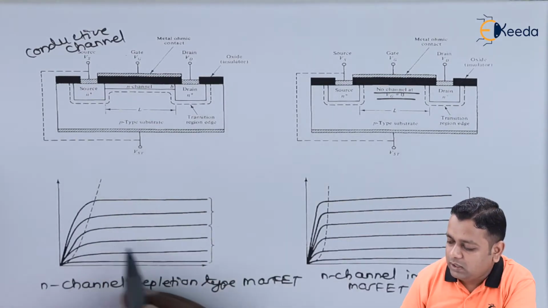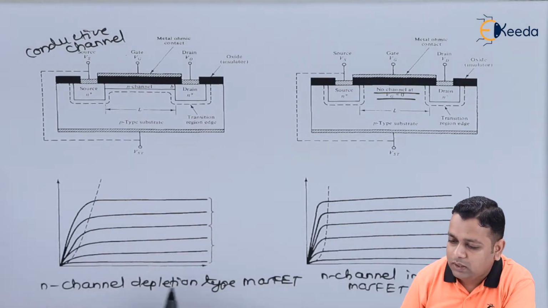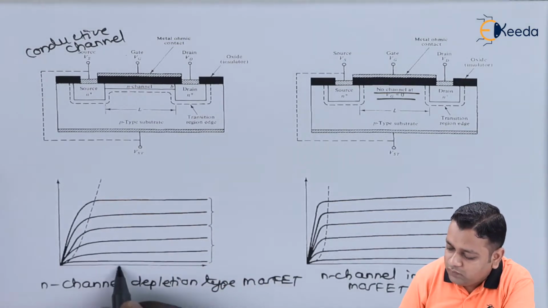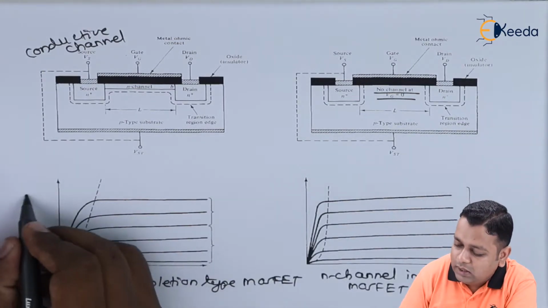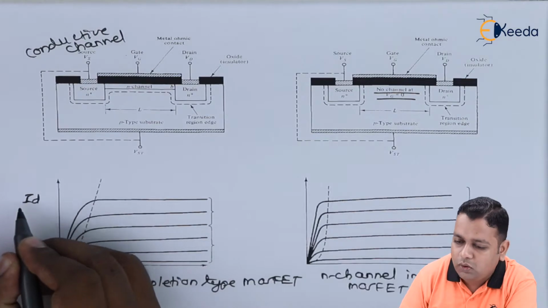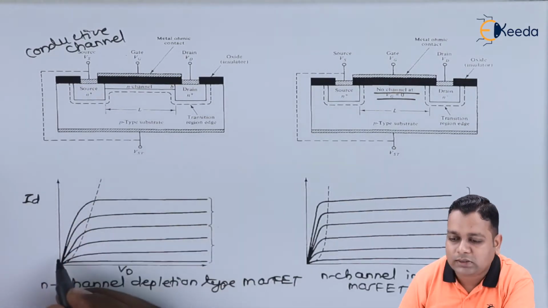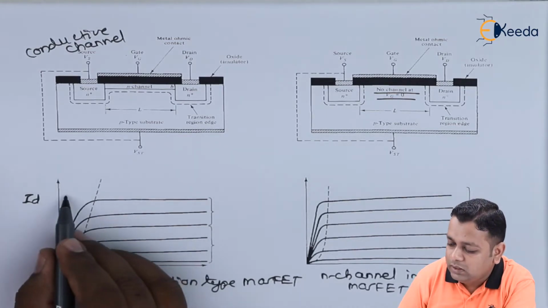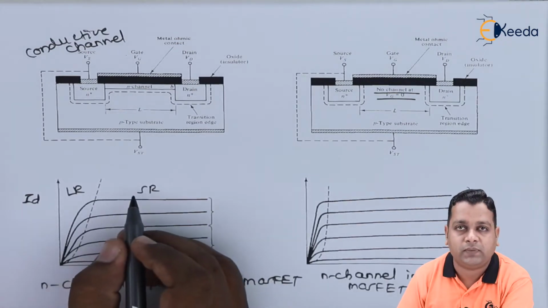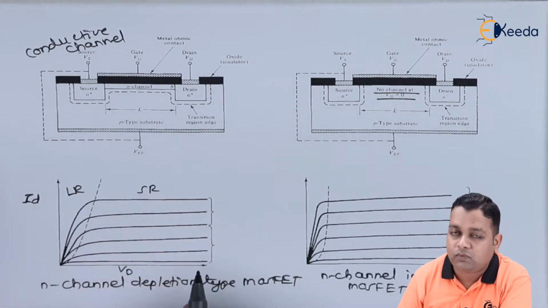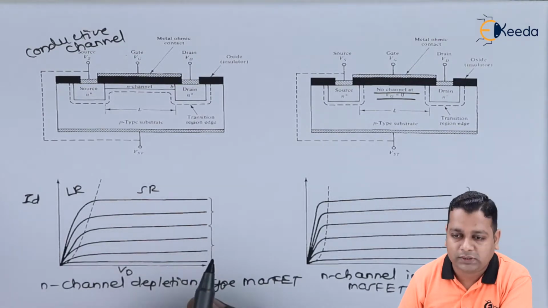The corresponding characteristics can also be plotted here. For the case of the depletion type, here we have the IV characteristics taking Vd, the drain voltage, on the horizontal axis, and the drain current on the vertical axis. This dashed line separates the linear region and the saturation region. These are the various curves that we have obtained for constant values of the gate potentials.